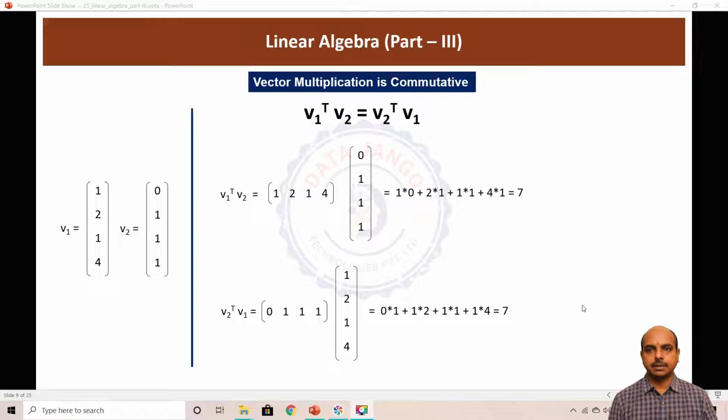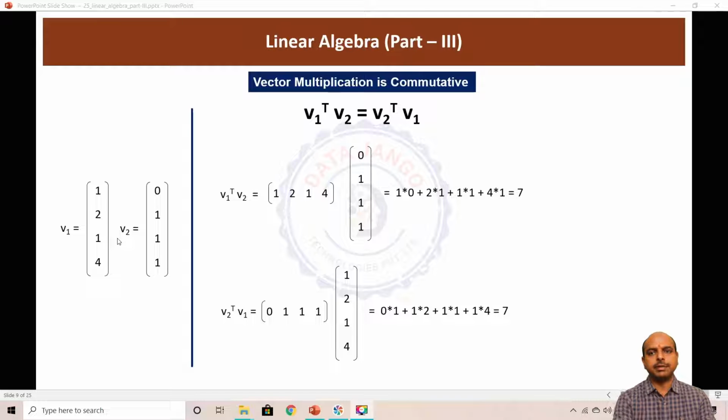Hello and welcome back. Let us try to understand a little more about vector algebra. Now we are going to understand what is vector multiplication, what is commutative behavior of vectors, and then how to calculate length of a vector, what is a unit vector, and how to find projection of one vector on another. So let us start with commutative behavior of vectors or vector multiplication.